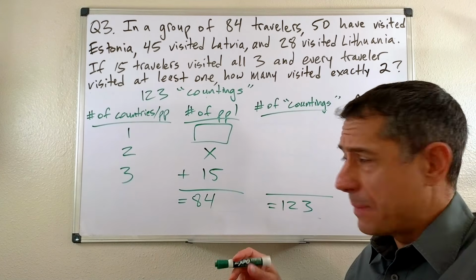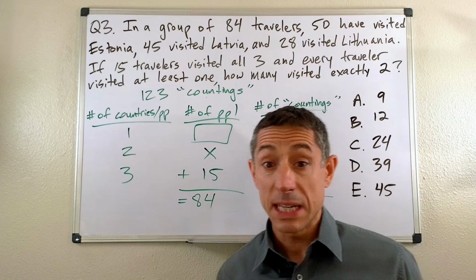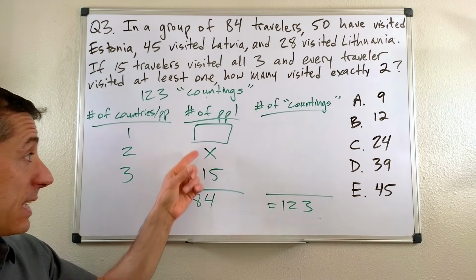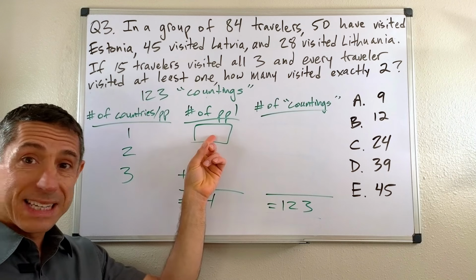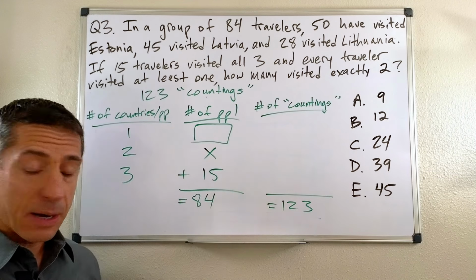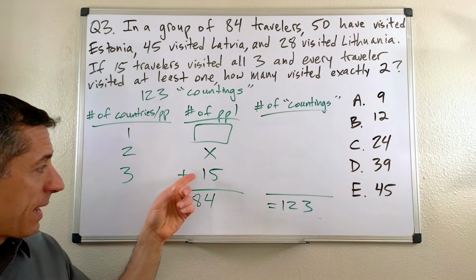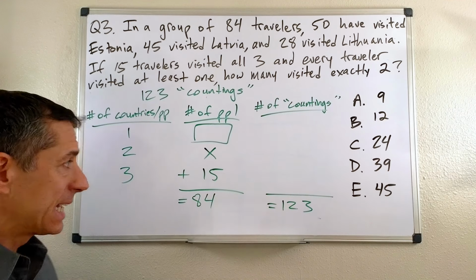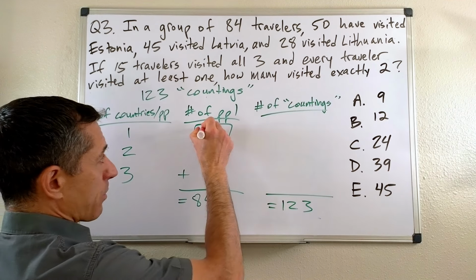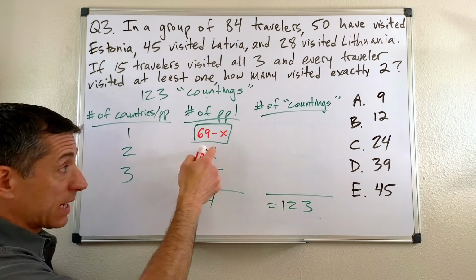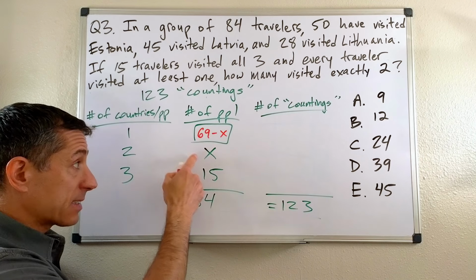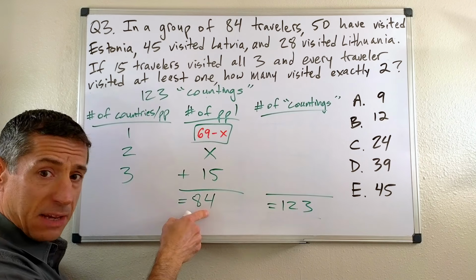All right, hardest little part of the question, not that big of a deal, but this is where people tend to get messed up. There's a temptation to stick an extra variable in there. You don't need it. Think about what's going on here. If this plus x plus 15 equals 84, we can express this in terms of x, and everything's going to clean up really nicely. So 84 minus 15, that's going to give me 69. 69 minus x would be the number of people who are visiting exactly 1 country. You can double check it. 69 minus x plus x plus 15 gives me my 84.